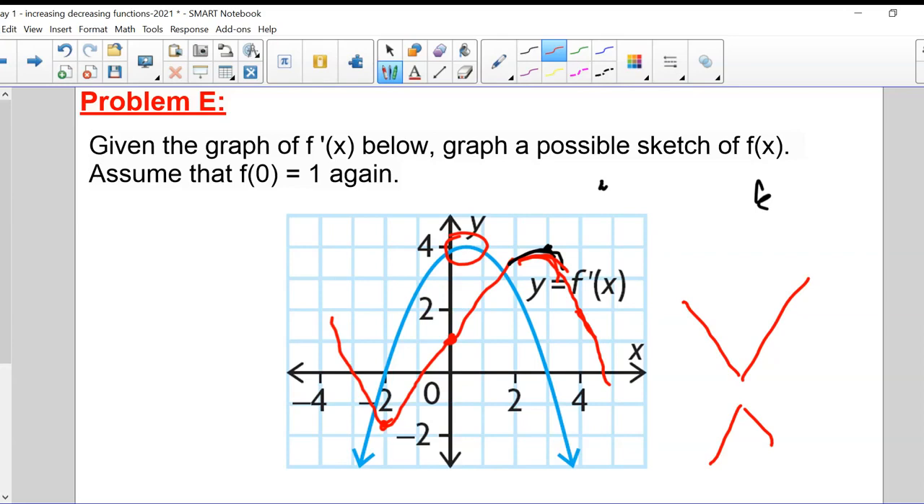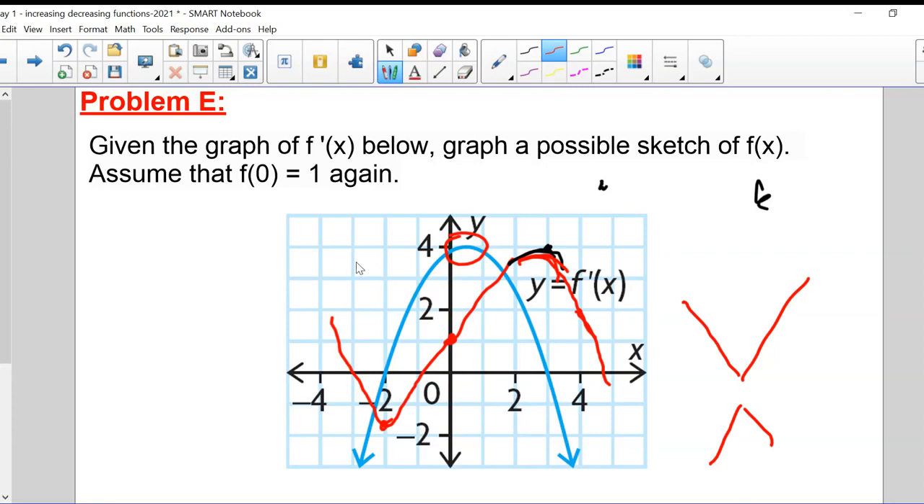The main focus is what's happening at the -2 and what's happening at the +3. At the -2, we're going to suggest that we have a minimum point because the function went from a negative slope to a positive slope. And at the 3, it's the opposite. It went from a positive slope to a negative slope. So we think it has a max right there.